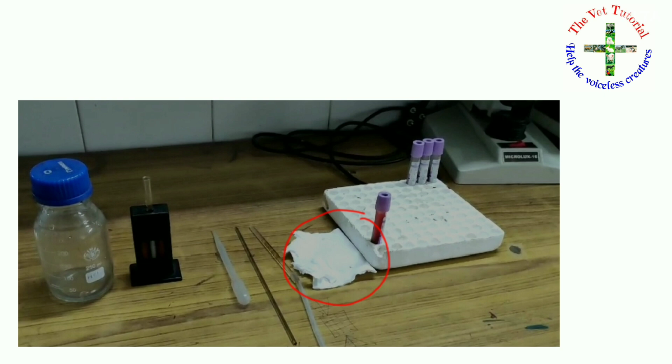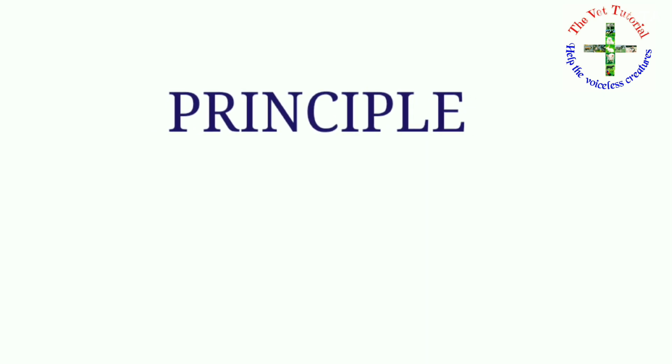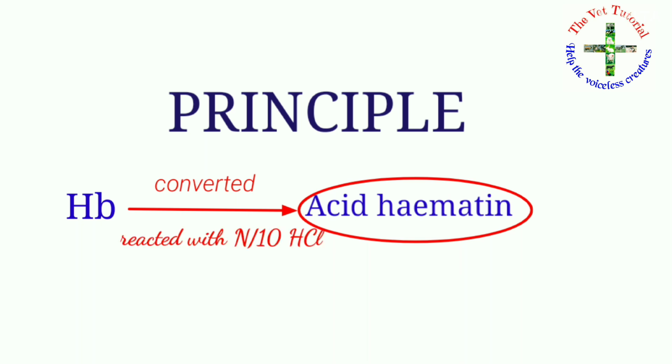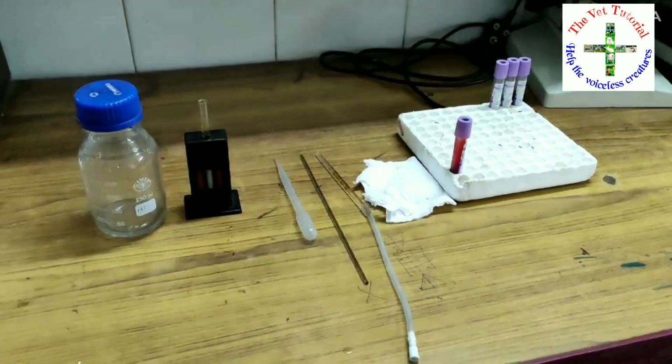Before doing the whole process, firstly let's see the principle. The amount of hemoglobin can be estimated by conversion of a known volume of blood into acid hematin. So the acid hematin is formed when the hemoglobin is reacted with N/10 HCl. The brown color which is developed is matched with the colored glass standard of the comparator box. Let's see the whole process.